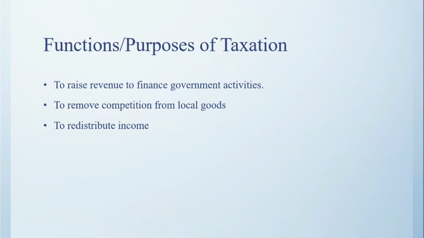To redistribute income, right? So the government will use taxation as a tool to balance the playing field, so to speak, to redistribute income, to ensure that wealth is distributed evenly across citizens in the Caribbean. And so what you will find happening is that the more wealthy or the more affluent persons may be taxed heavier than persons who are of a lower socioeconomic background, right? And in doing that, the government can level the playing field as it relates to the distribution of wealth and the redistribution of income.